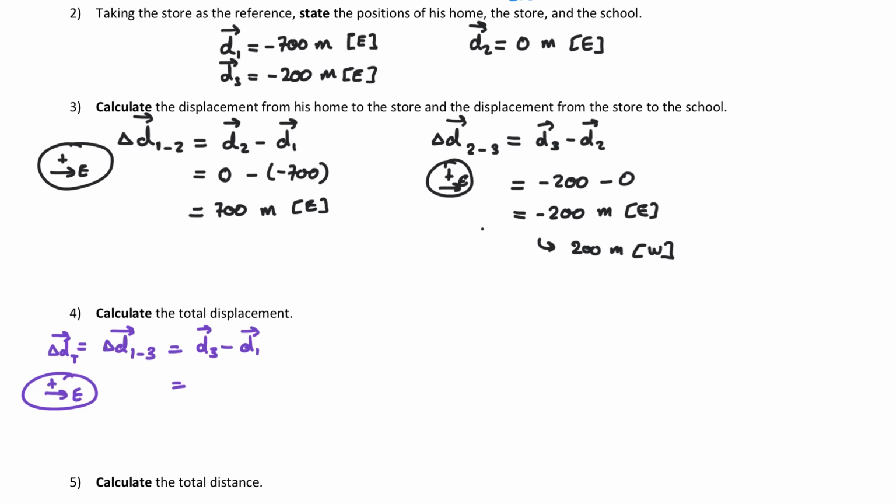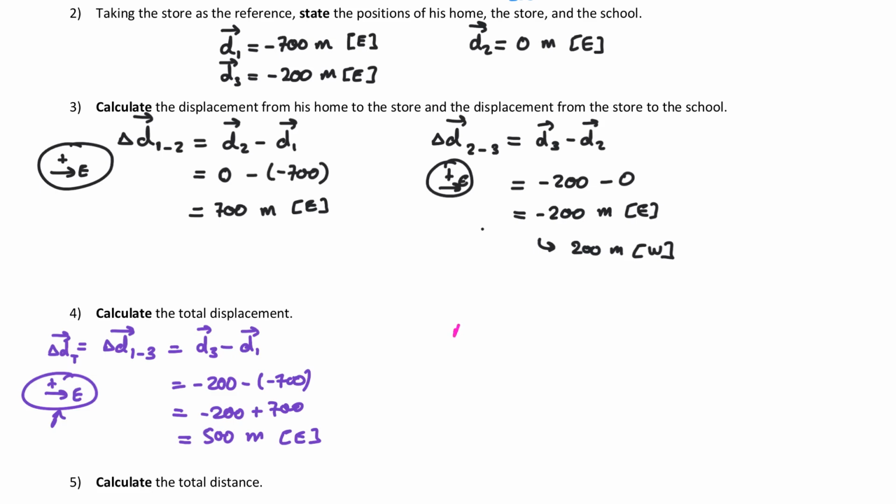And sorry, third position here is negative 200 in the east direction. So that's going to be negative 200 minus the first position here, which is negative 700 in the east direction. So that's negative 700. When I do this, I get negative 200, negative and negative make it positive, and this becomes 500 meters, and my direction is east. So this is one way of doing it, and if you have the initial and final position, then use this method. This is going to be the most efficient method of finding it.